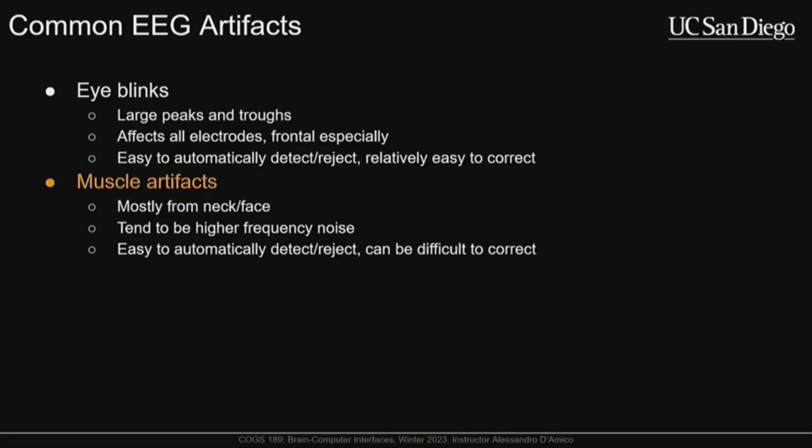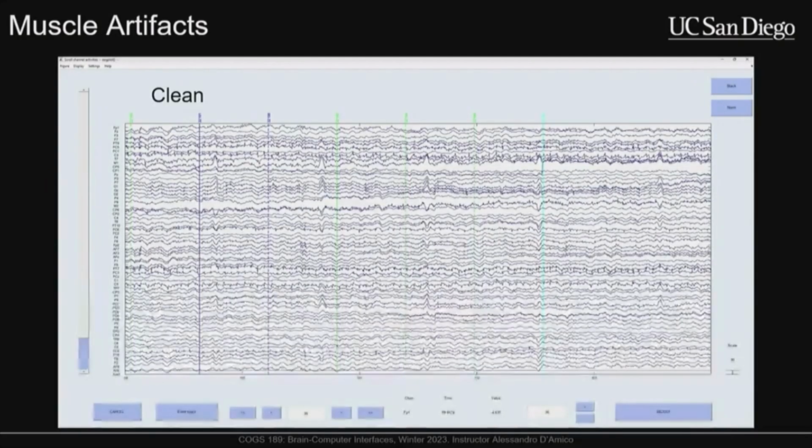And they're relatively easy to detect and reject, but they can be difficult to correct for. So here is an example. I just loaded up a random data set that I had and plotted it. This is just after high-pass filtering, so this is just the raw EEG data at a certain point for 64 channels. And we can see that the data are looking pretty good, pretty clean.